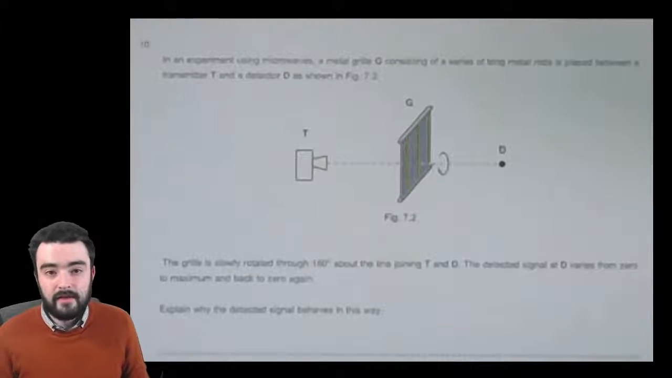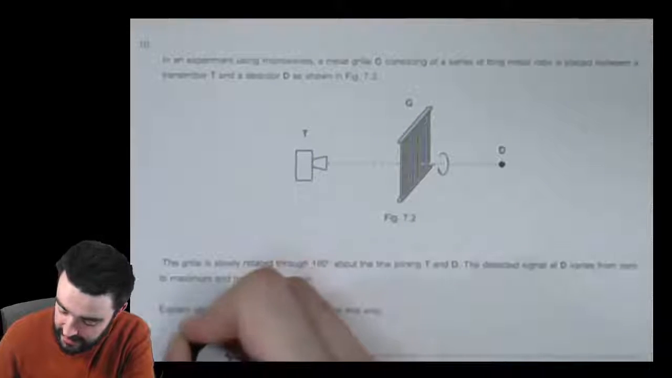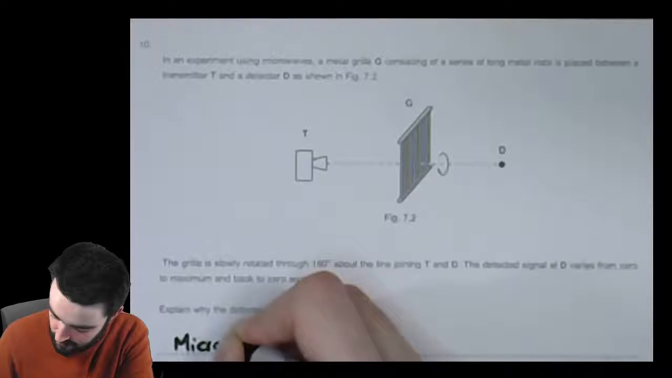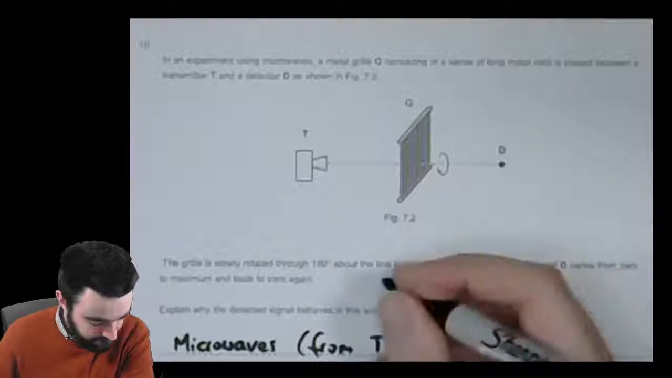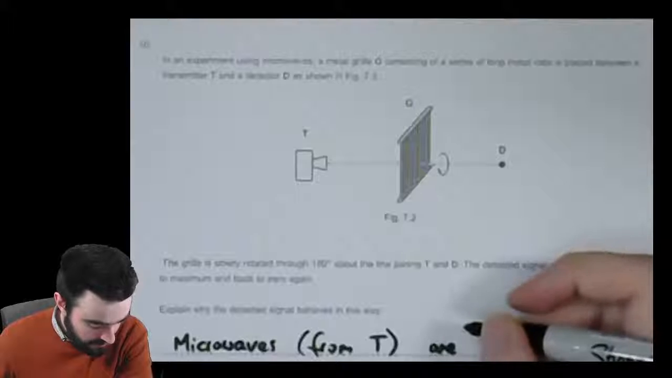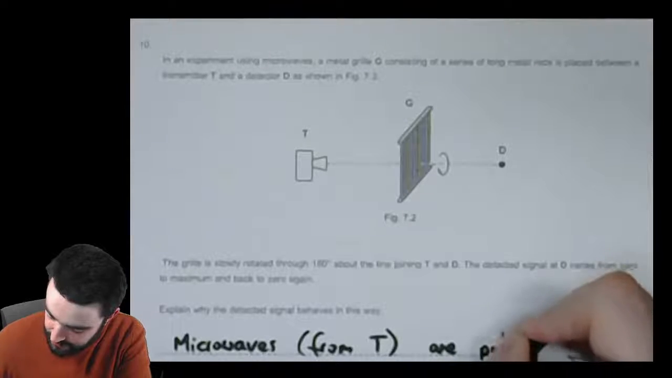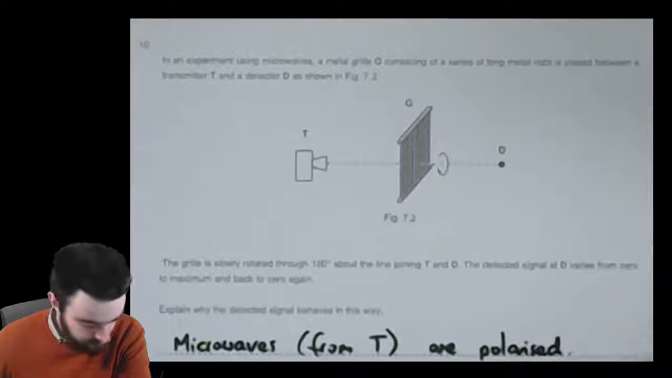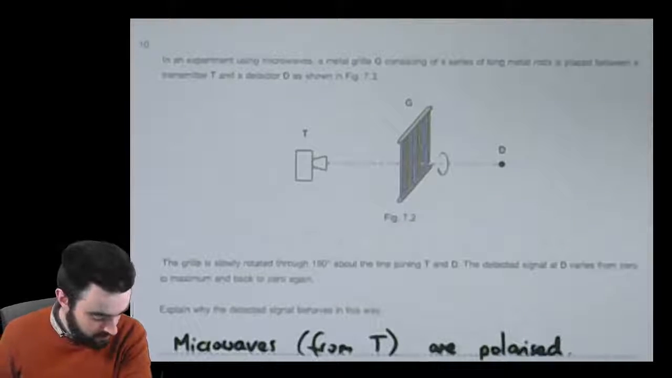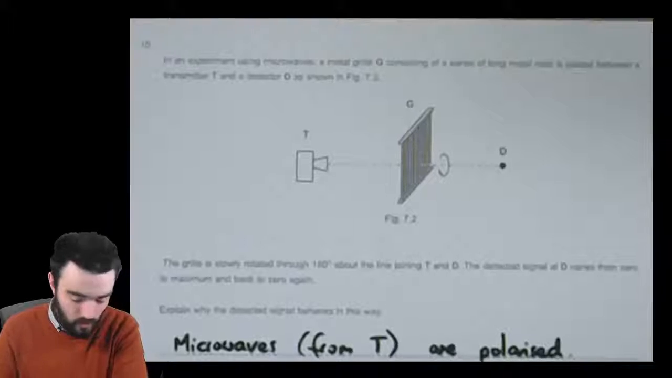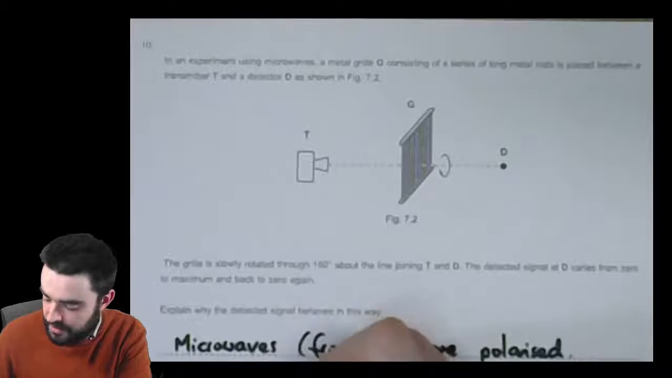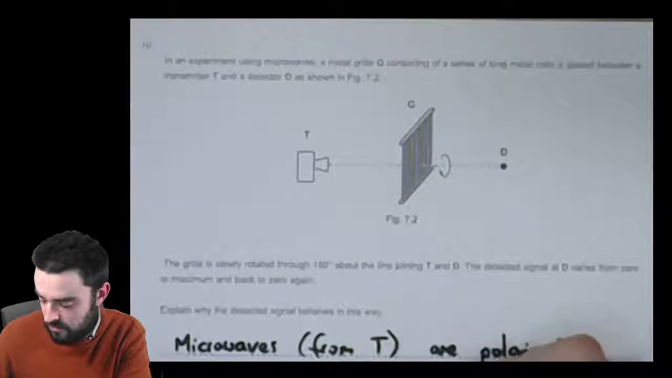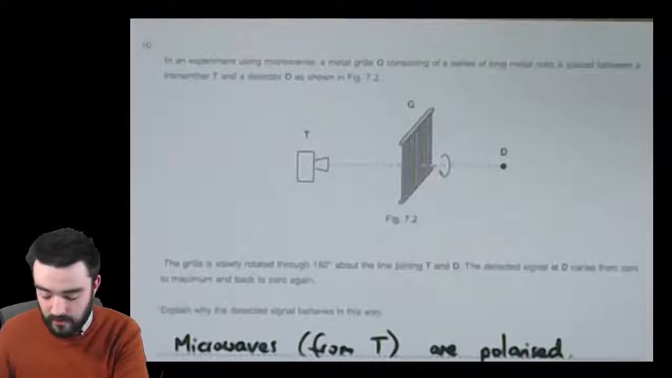Well, the first thing that you need to state is that microwaves, which you could say were from T, are polarized by the grill, or you could say that they are transverse, so can be polarized. Either of those things is going to be able to give you a mark.